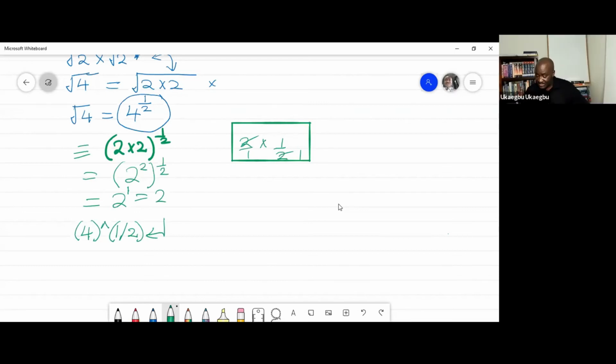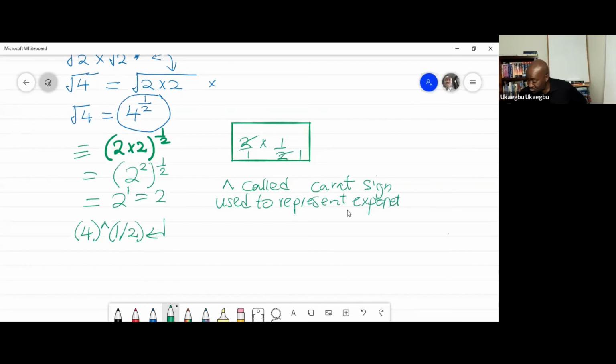You can see this caret sign. This sign is called an exponent. For example, I want you to use your calculator now. Type 3 caret sign 4 and press enter, and let me know the result.